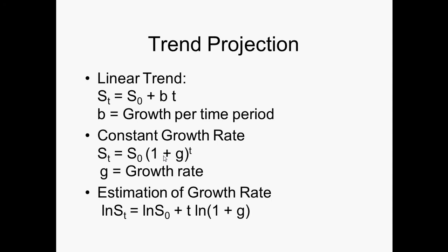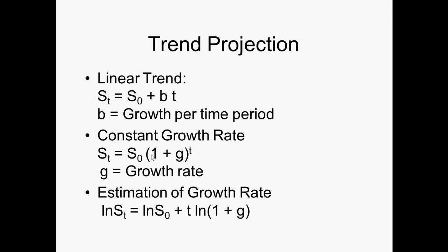But in most cases, it's probably more likely that the growth rate will take a slightly different form. It'll probably take a form something like this. Take the form of a constant growth rate. So you notice in this case, it's not that it increases by b each time, that it multiplies by 1 plus g, by 1 plus some growth rate in each period.